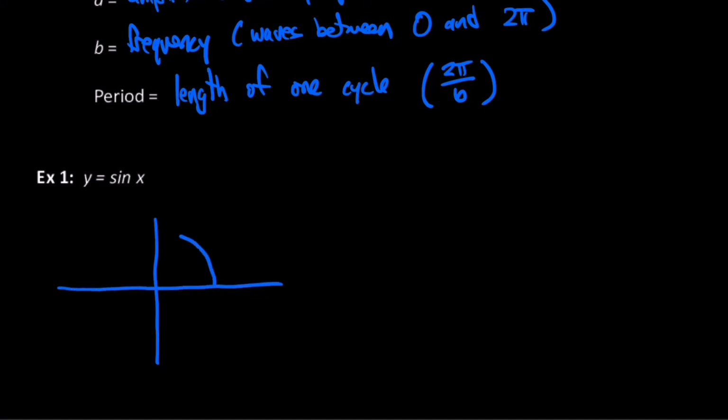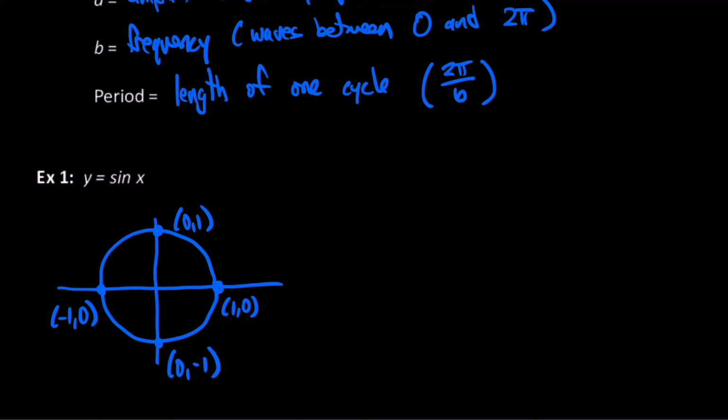So here's my unit circle. Coordinates are going to be very important. So that coordinate there is (1, 0). This coordinate here is (0, 1). That coordinate there is (-1, 0). And this coordinate is (0, -1).